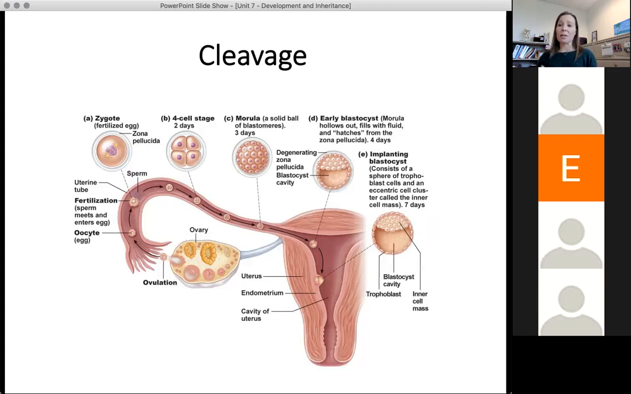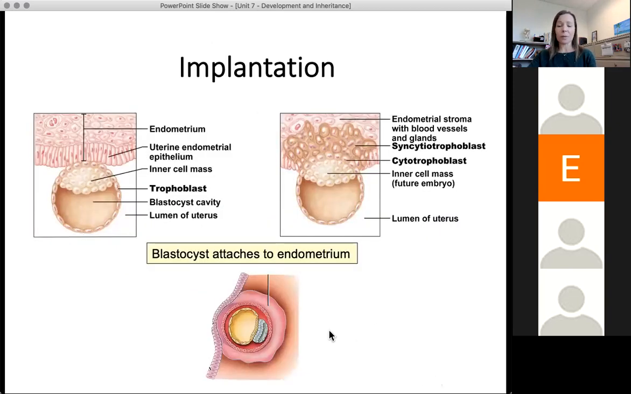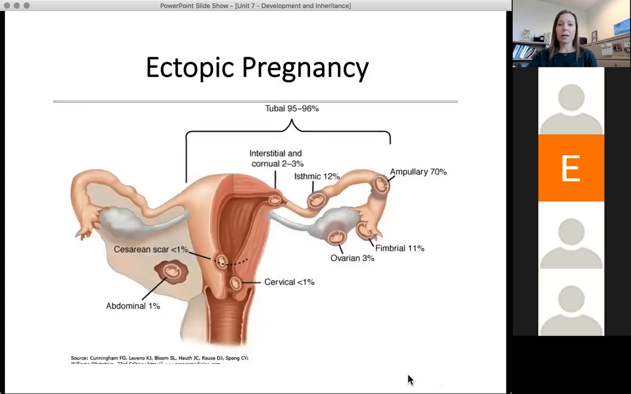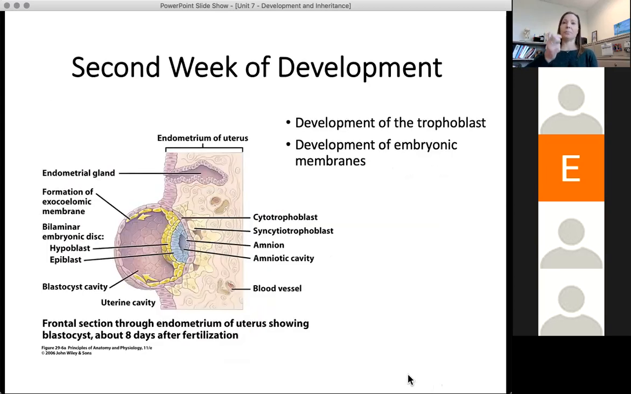So during week 2, this is when a lot of membranes develop that are associated with the embryo. The first one is called the amnion. Let me go to the next slide. Here's a picture of implantation. So during the second week of development, we have formation of the amnion, which is a thin protective membrane that surrounds the entire embryo as it grows. And within the amnion, you have an amniotic cavity that's filled with amniotic fluid. So that surrounds the embryo.